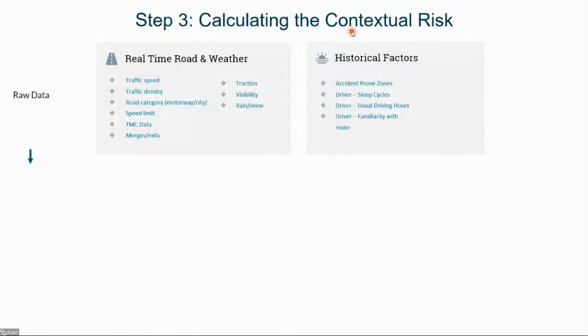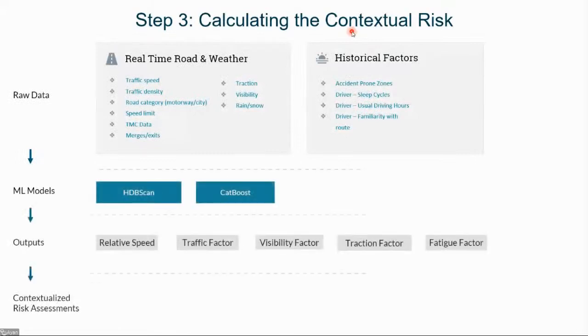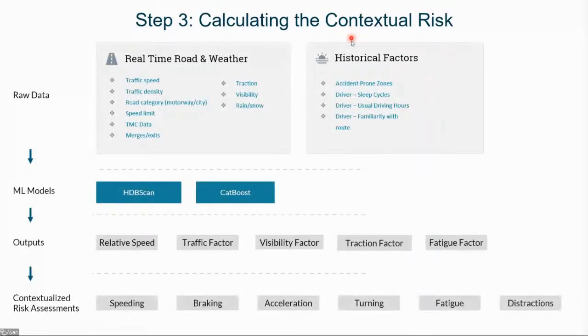So once we have calculated the absolutes, how do we contextualize it, and what kind of data is used to do that? The first part is the real-time road and weather data. Here we capture traffic data like traffic speed, density, what kind of road category it is, whether it is a motorway or a city road, what kind of speed limits there are on the road, TMC data, which is used to pass on information between different map services, and merges and exits.